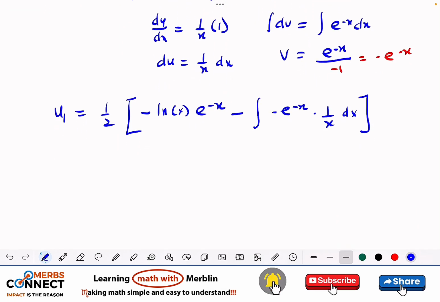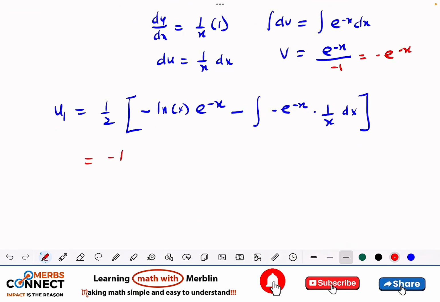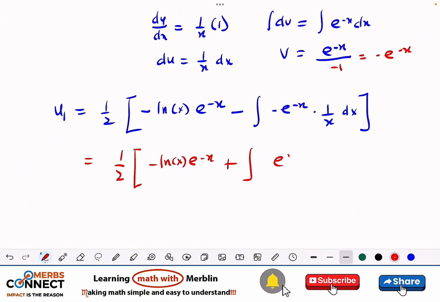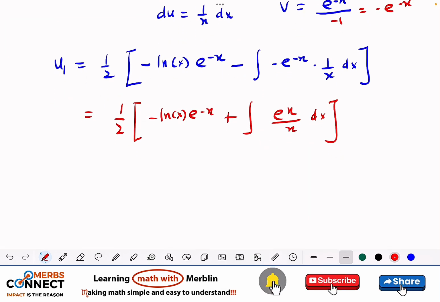So this is a lot of work here. So this is minus, no, 1 over 2. Then this is going to give us minus ln of x e to the power minus x, then plus the integral of e to the power minus x divided by x dx. Now when we integrate this one again, we are going to go back to where we started, right? So it's kind of like we can use a reduction formula to do this, right? Integration by reduction. So let me just do that for you and we'll see how we can do it again.